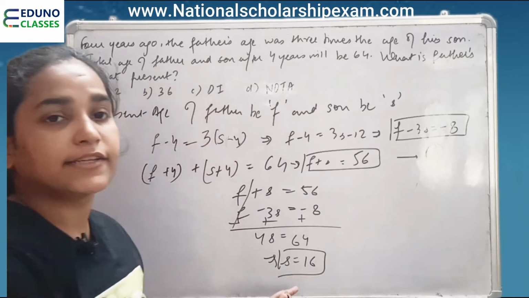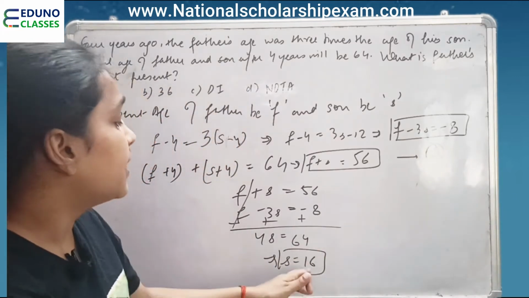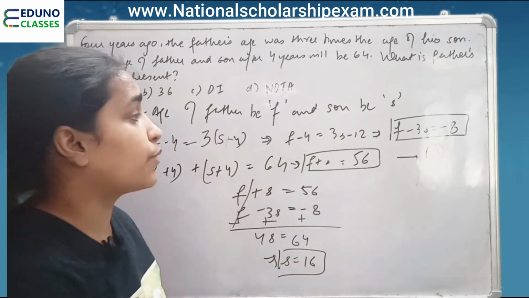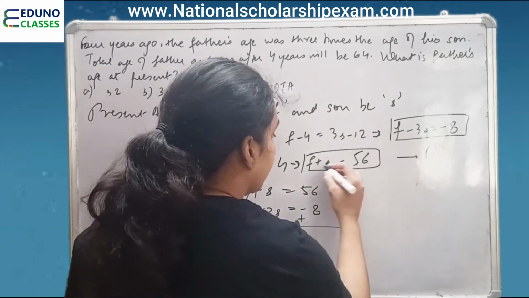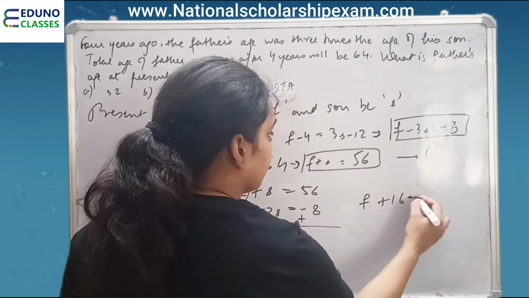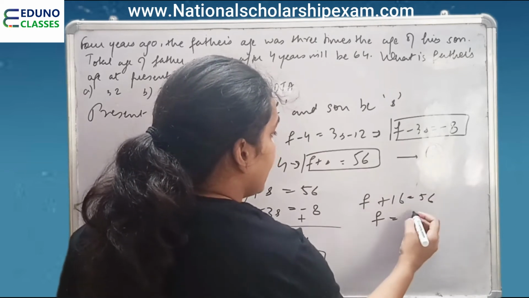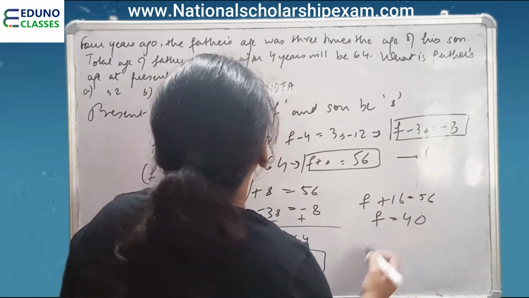So this is the age of the son. Put this S in any of these two equations to find the age of the father. I will put it here: F plus 16 equals 56, so F equals 40.